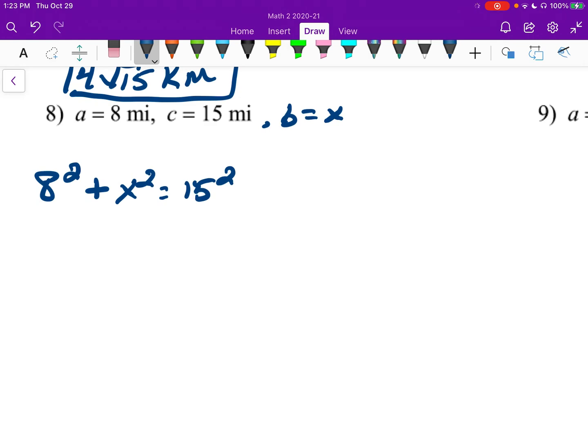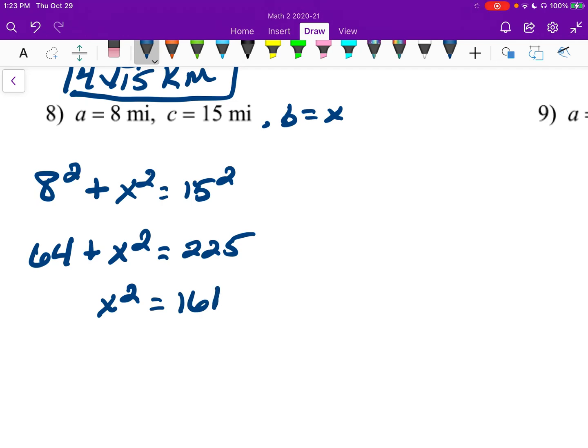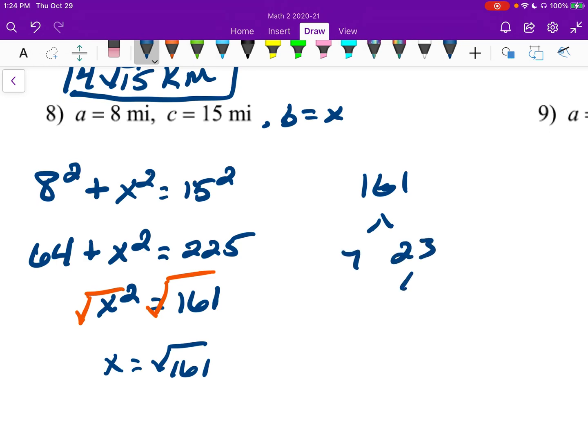If you wanted to, you could use B as your variable here. I don't think it makes much of a difference. So I'm going to have, well, 64 plus x squared equals 225. I subtract 64 from both sides, and I get, well, x squared equals 161. We take our roots. X equals root 161. And I'm not sure, what can I split that up into? I can't do 3. Can I do 7? I can do 7. 7 and 23.